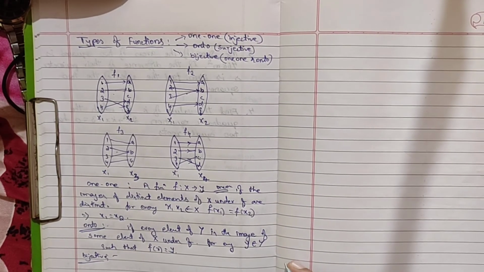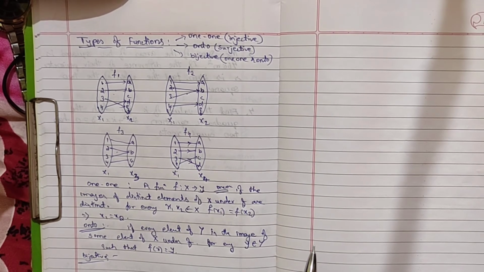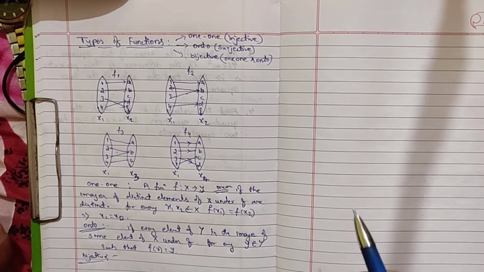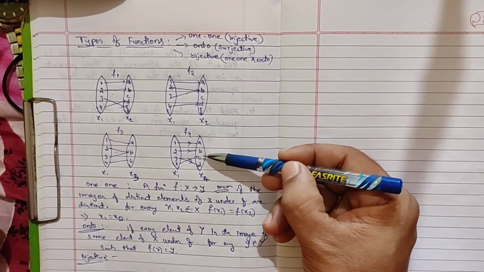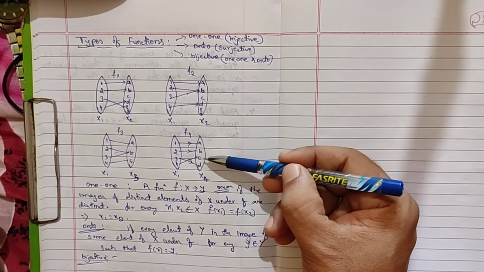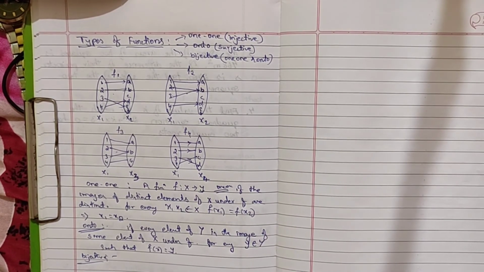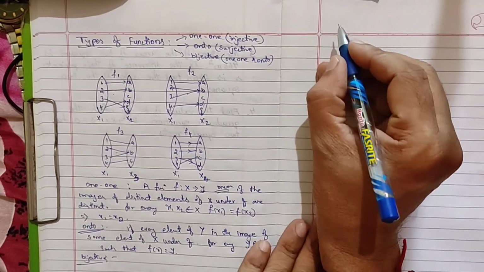If f is both 1-1 and onto, that is what? Bijective. A function that is both 1-1 and onto is bijective. Here this f4 is our bijective function. Clear? I hope all of you are clear now. So now we can consider one of the examples.